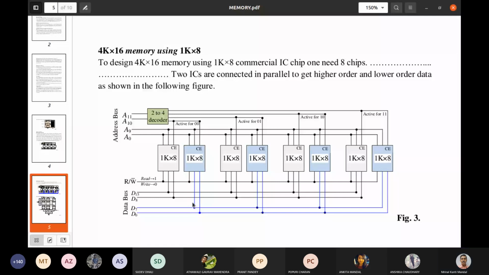Okay. But commercially, 16-bit or 32-bit ICs are also available. 16-bit and 32-bit data length ICs are also commercially available. So those can be used to expand the bit length for particular applications. Point is clear?